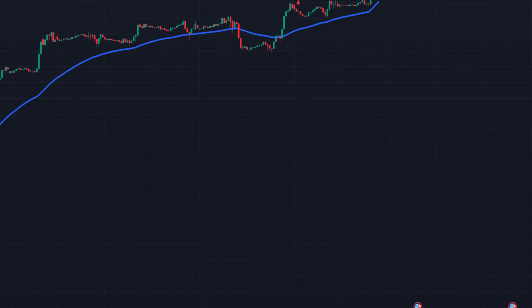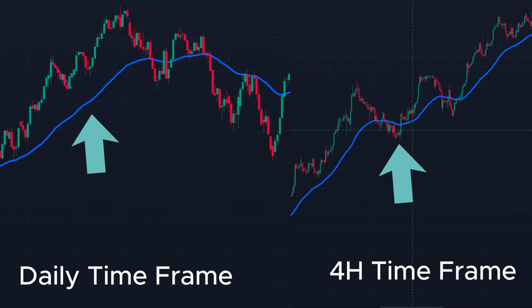For a more detailed analysis, let's consider both the daily and 4-hour time frames side by side. On the left is the daily time frame, showing the established support level and trend line. On the right is the 4-hour time frame, mirroring the same support level and trend line.